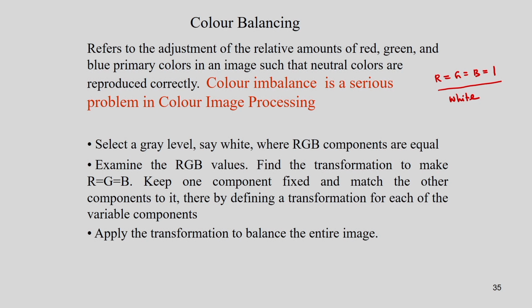For a known pixel, suppose the known pixel is the white pixel, I know this condition that R is equal to G is equal to B is equal to 1, but actually because of the color imperfection it is not true. So I have to find a transformation to make R equal to G equal to B. After this I can make one component fixed and match the other components to it. For this I have to define a transformation, and apply this transformation to all the pixels of the image to balance the entire image.